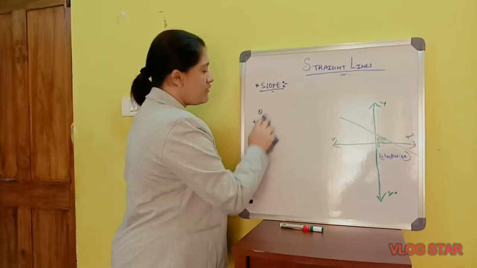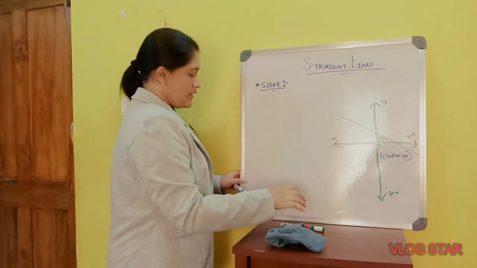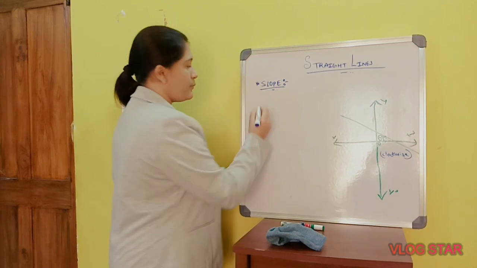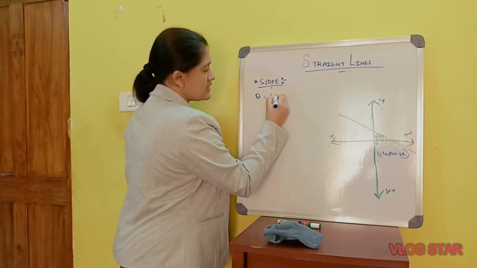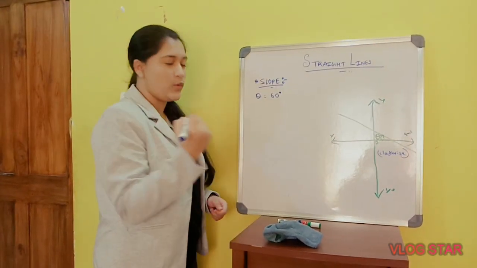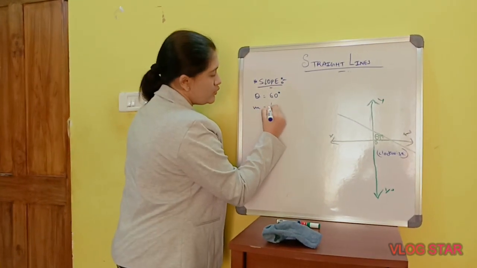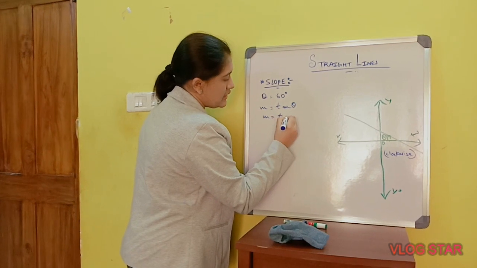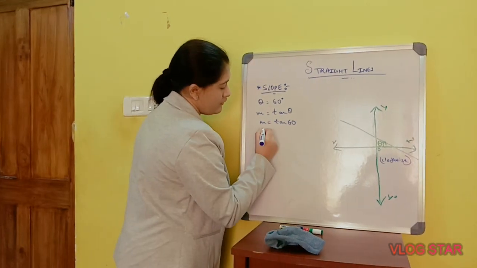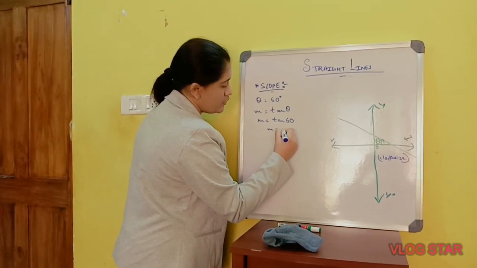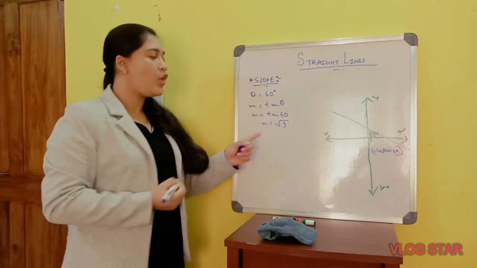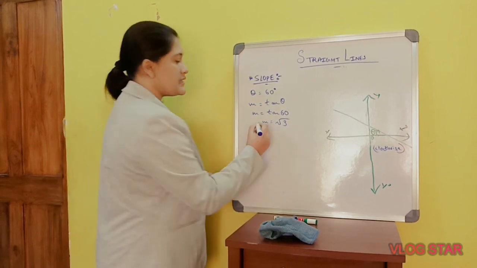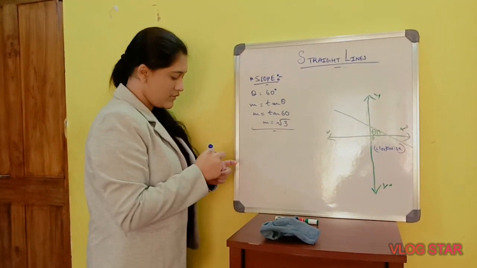Now if they give a question like, find the slope of a line whose inclination is 60 degrees. Inclination is given as 60 degrees, and we just have to find the slope. So m is equal to tan theta, so m is equal to tan 60 degrees. Therefore, m is equal to root 3. The value of tan 60 in the trigonometric table is root 3. So this is the answer.